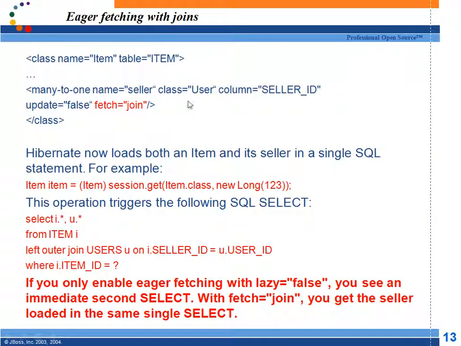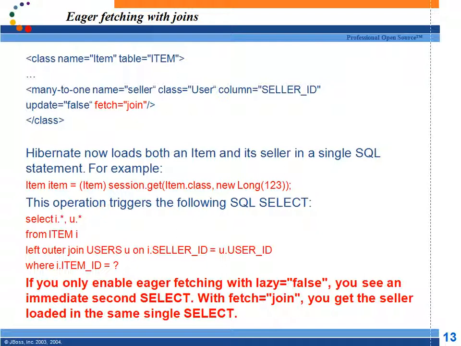Then fetch is equal to join. If you use fetch is equal to join, it will internally use joins. See here, whenever I fetch item, in this case, item is having a many-to-one relationship with seller. By default, when I get item, is seller loaded by default? All associations are loaded lazily. But if I use fetch is equal to join, it will load eagerly now.